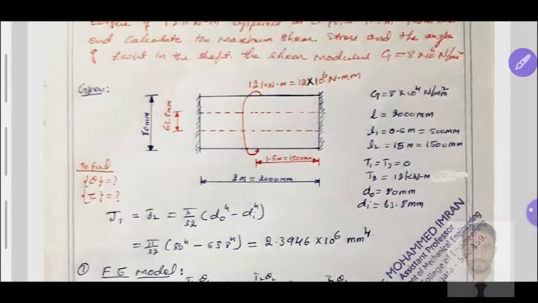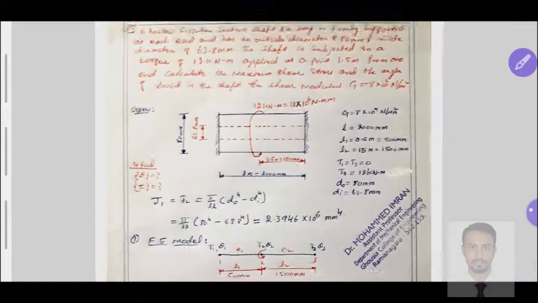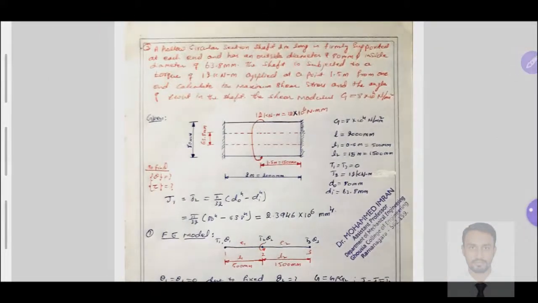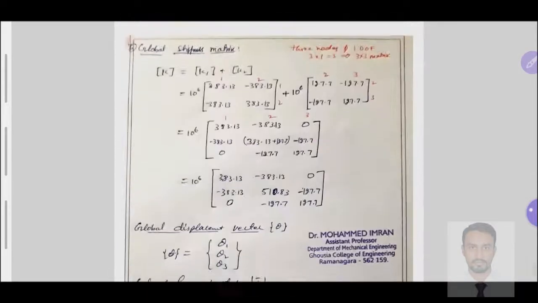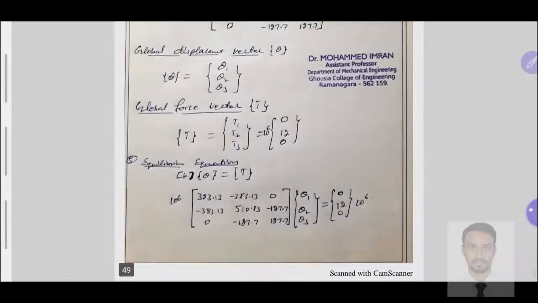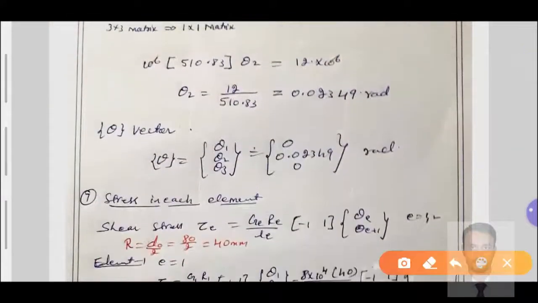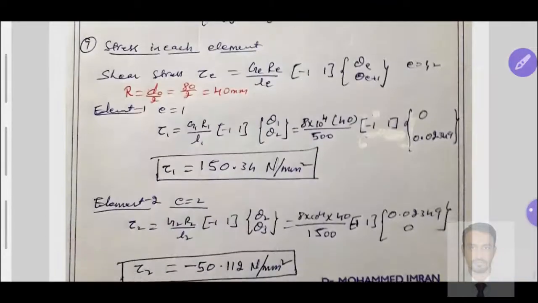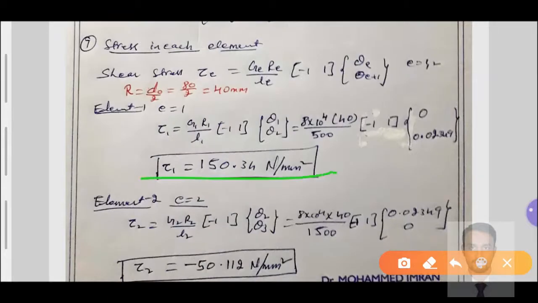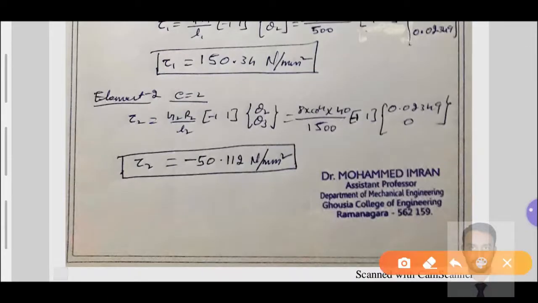Go through this problem and solve it as an assignment. If you have any doubts, add them in the comment box. I will solve this problem and upload the video of the same. If you are not able to solve it, or not getting the results, I will give you the answer here. This is the equilibrium equation, and theta 1 and theta 3 are 0, theta 2 is equal to this one. Stress induced in element number 1 is equal to this value, and stress induced in element number 2.